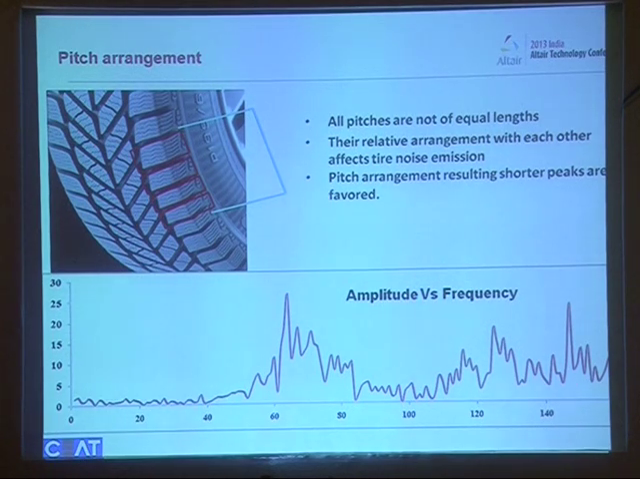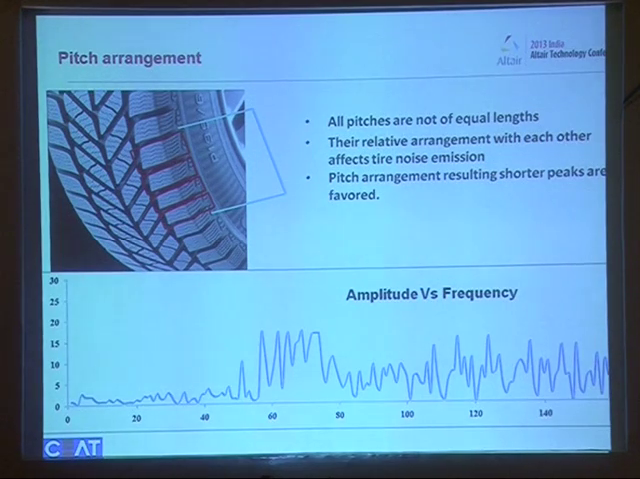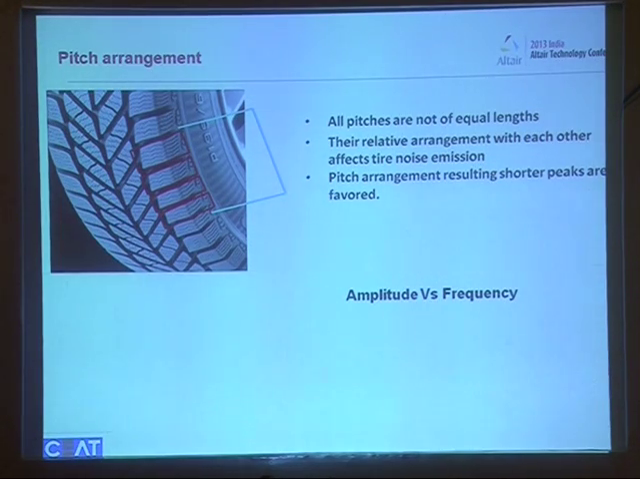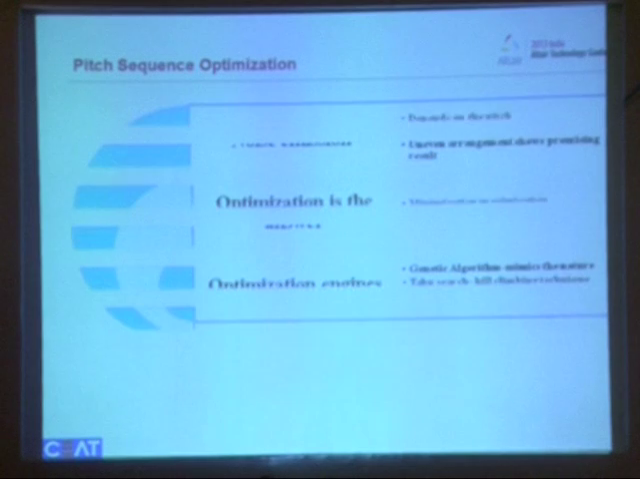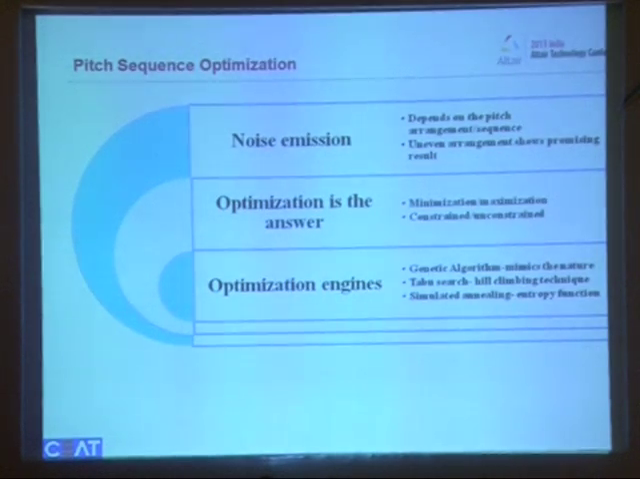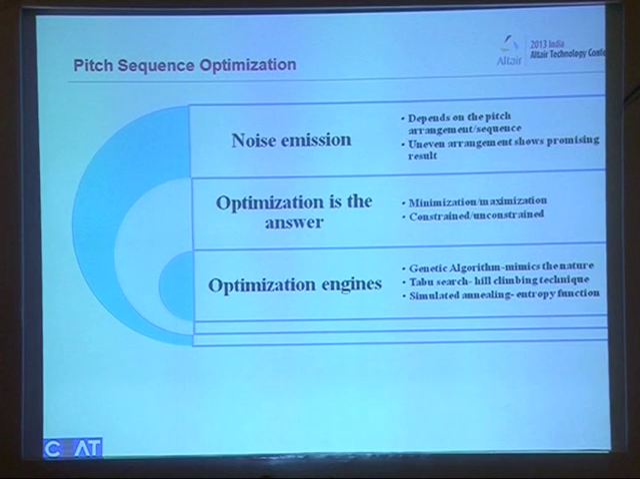This is a noise spectrum for a particular sequence. This is for another sequence, and this is the comparison. Here we find that the blue pattern is showing less lofty peaks, so this is the wanted one. Even in unequal distribution, two arrangements are giving different noise. So how do we find the required pitch arrangement? Here, noise emission is converted into a pitch sequence optimization.